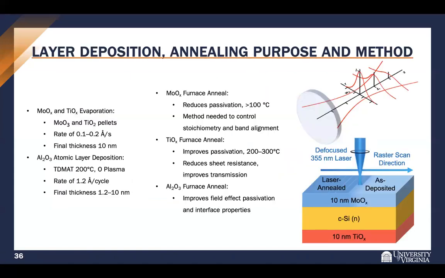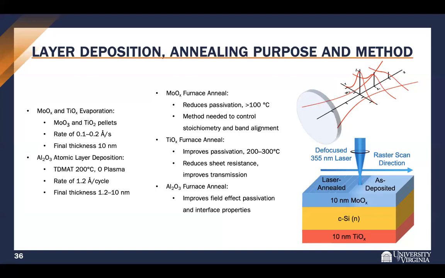So quickly, there's a lot of info here, but I'll try to get through it. How we deposited the layers was, for molybdenum oxide and titanium oxide, we used stoichiometric pellets and deposited them via thermal evaporation at a low rate of around 0.1 to 0.2 angstroms per second for a final film thickness of 10 nanometers. We also looked at aluminum oxide deposited via atomic layer deposition, and this used a TDMAT precursor at 200 degrees Celsius with an oxygen plasma. This results in a rate of 1.2 angstroms per cycle, and the final thickness was easily tunable by adjusting the cycle count, and I used thicknesses between 1.2 and 10 nanometers.